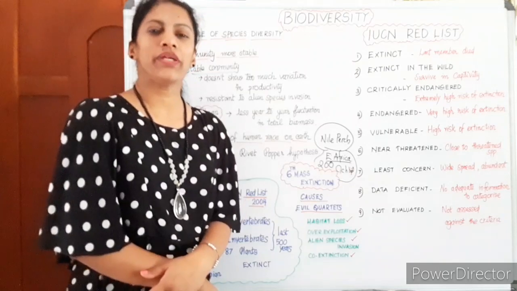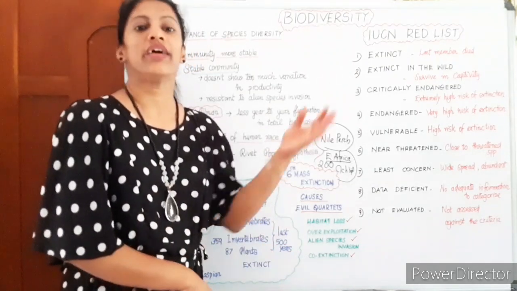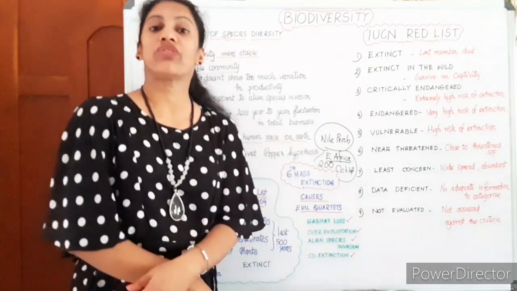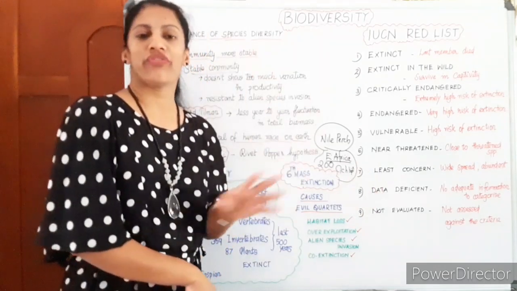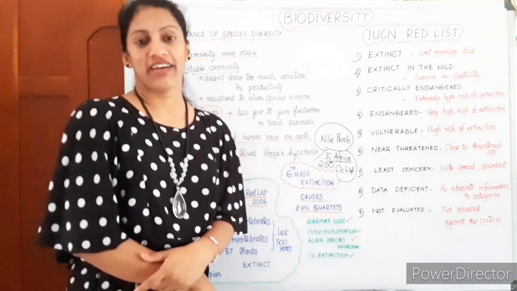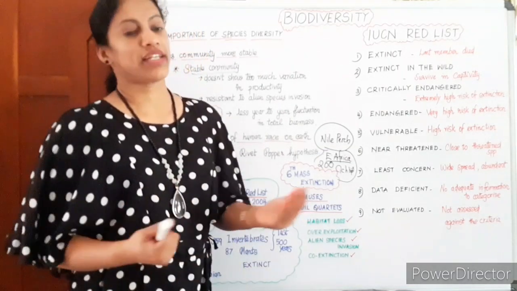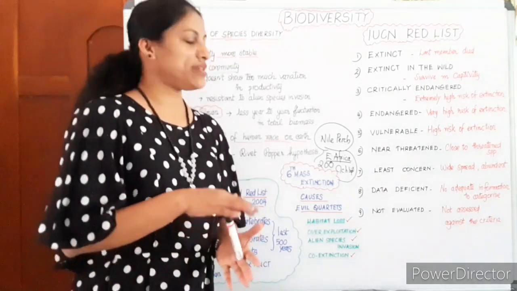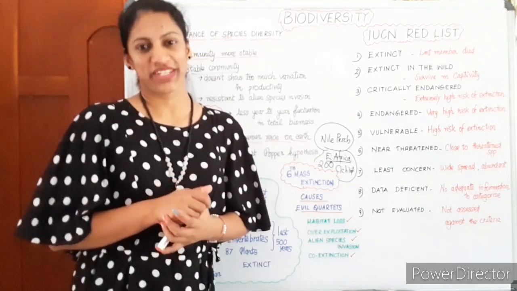Then data deficient means we have no sufficient data or information to classify this into any of the categories. The last one is not evaluated. We haven't evaluated or assessed this against any of the criteria. Like this, there are 9 categories under the IUCN Red List: extinct, extinct in the wild, critically endangered, endangered, vulnerable, near threatened, least concern, data deficient, and not evaluated.